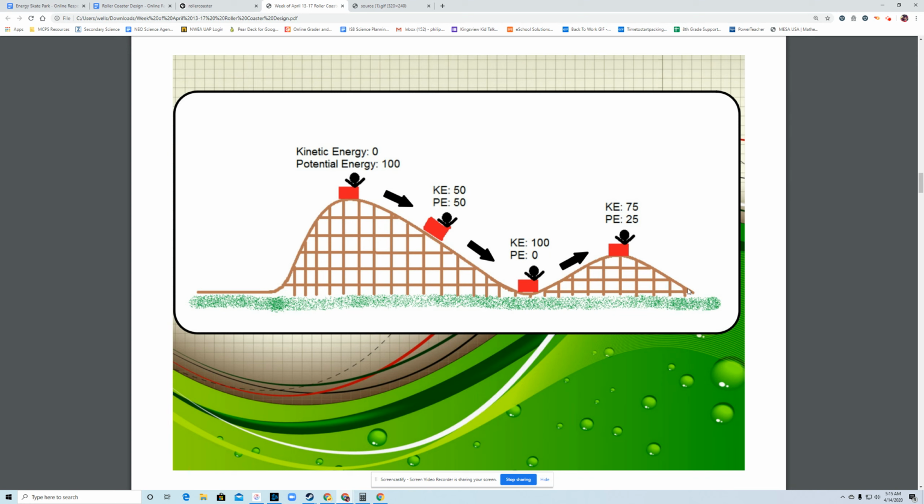Now, some of you are probably scratching your heads going, but roller coasters stop, or I've been on a roller coaster and it slows down, or if I was on a roller coaster or a skateboard, eventually I come to a stop, Mr. Brent. If I go to the top of a hill, I don't keep going forever. That's true.